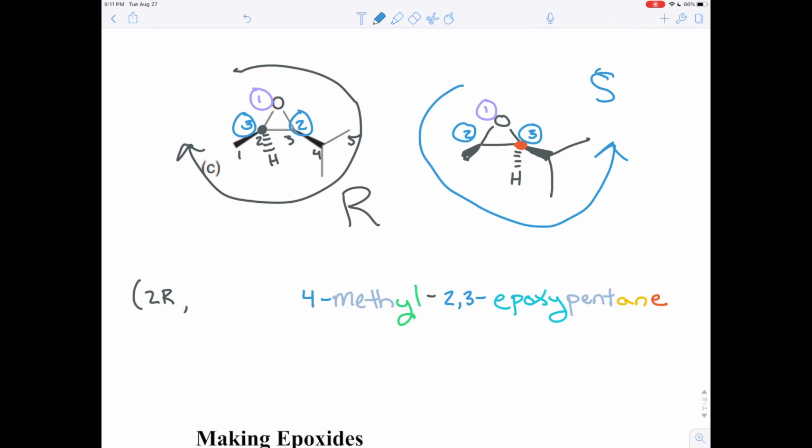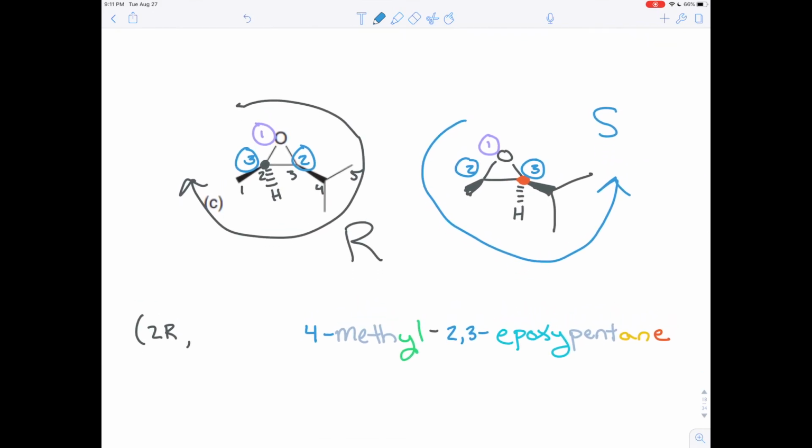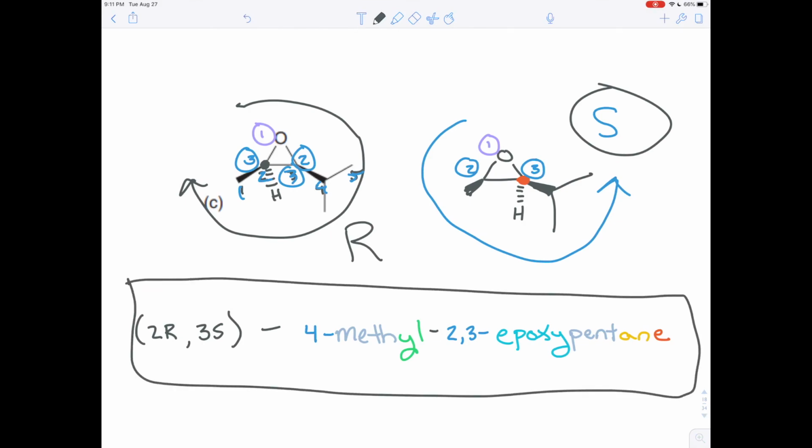Just like if you go from the top to the bottom of an S, you have to go counterclockwise. If you remember, this was carbon number 3 that when we numbered it, we went from 1 to 2 to 3 to 4 to 5. This was carbon number 3, and so on carbon number 3, we have an S. So we have 2R3S4-methyl-2,3-epoxy pentane. We earned that name. That is the name for this compound.